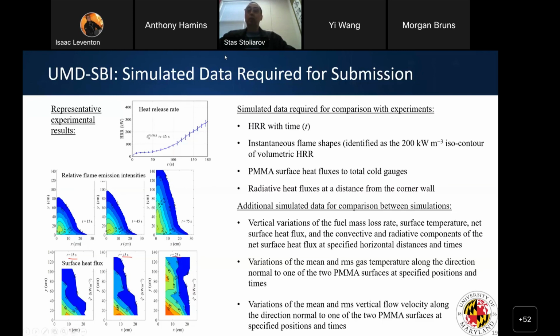I forgot to mention one item. I object to labeling the UMD data set as average. I much prefer central. Got it. Thanks, Stas.